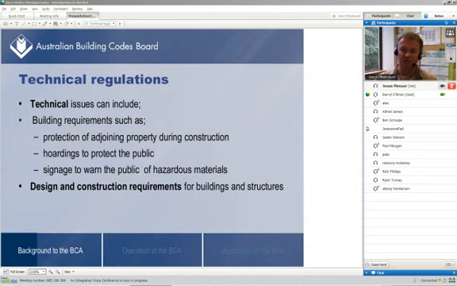Now, the QDC looks at things such as design and siting, specialist buildings, pool fencing, a range of issues like that. So they exist above and beyond the BCA as well.